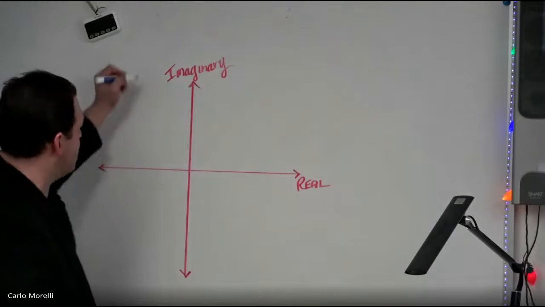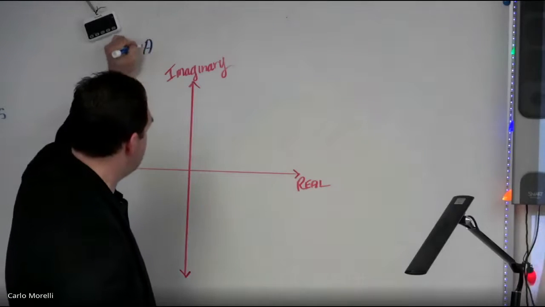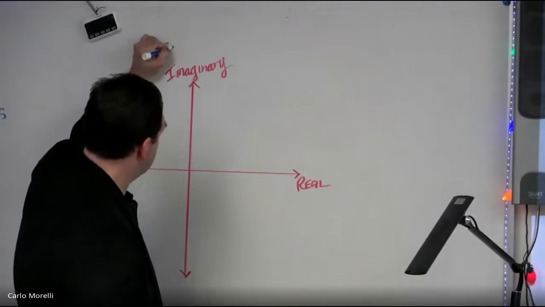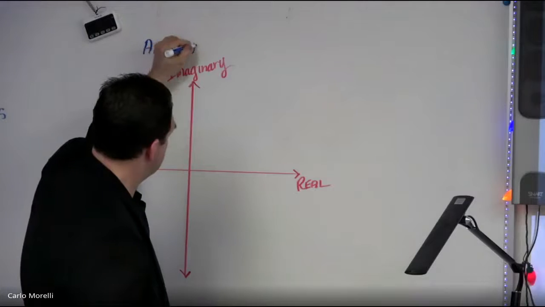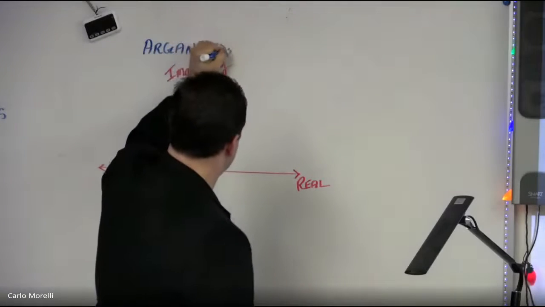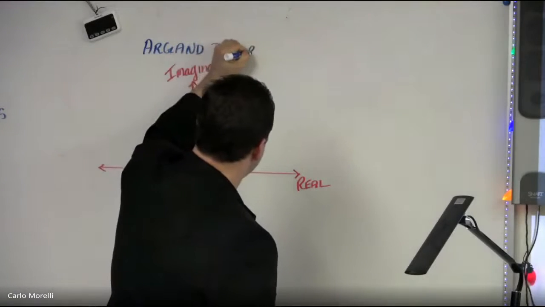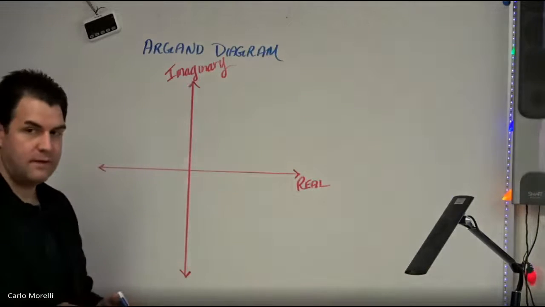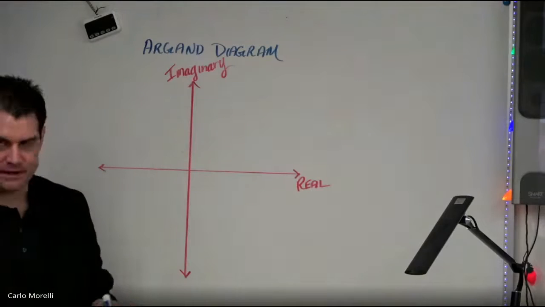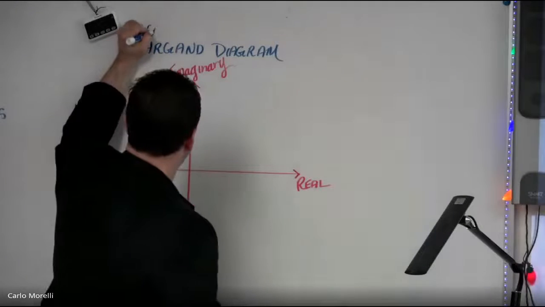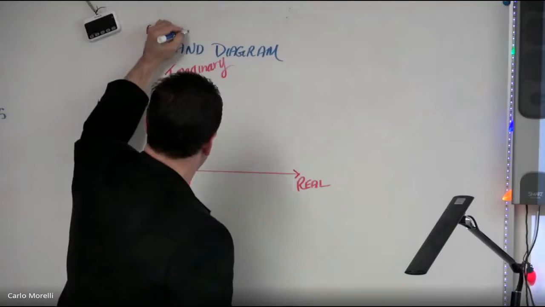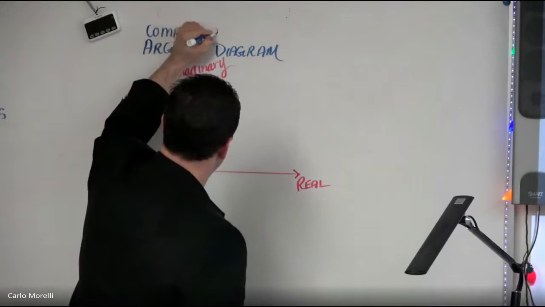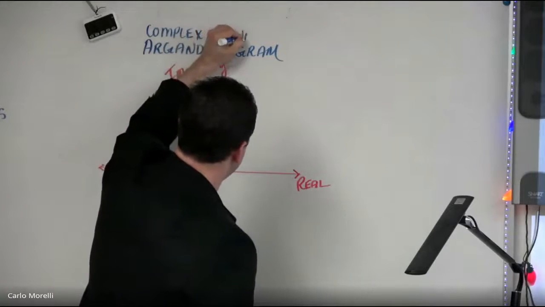This picture is called an Argand diagram. And if you remember, previously we had a different name for this. We called it the complex plane. Okay. Plane, complex plane.